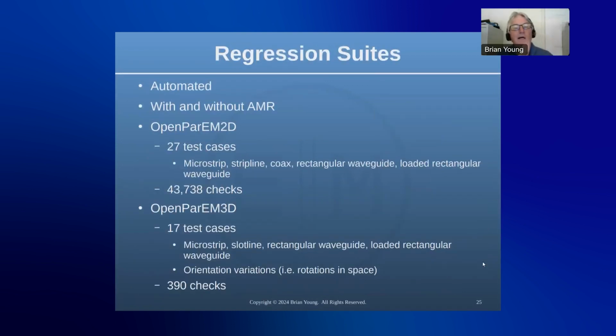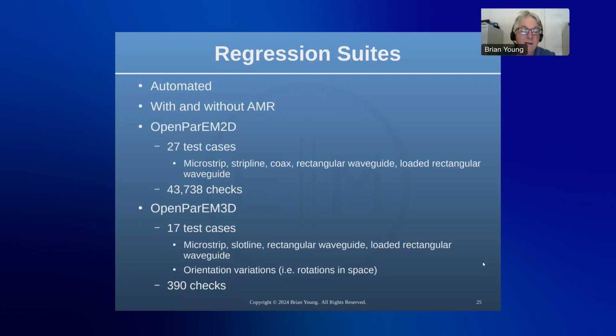Since I'm targeting a general release, not just a research type program, it needs commercial type support to verify that the tool is working well. So I've put together regression suites for both OpenPAR-EM 2D and 3D. It's fully automated to run and to check for errors. It runs with and without adaptive mesh refinement. For the OpenPAR-EM 2D, so far I have 27 test cases in it, a total of 43,000 individual checks to verify that it's operating well.